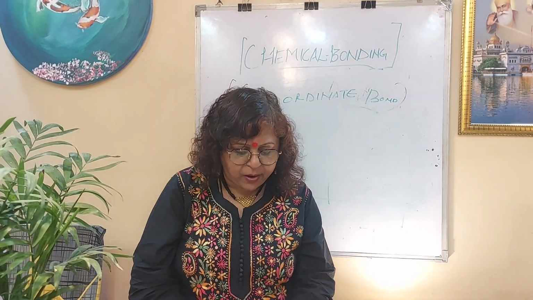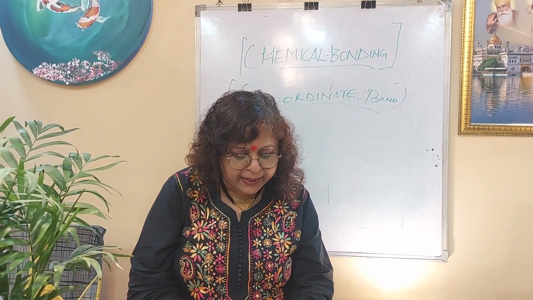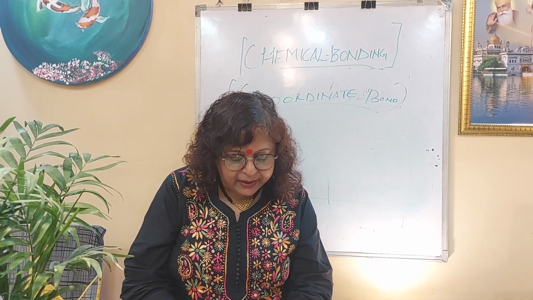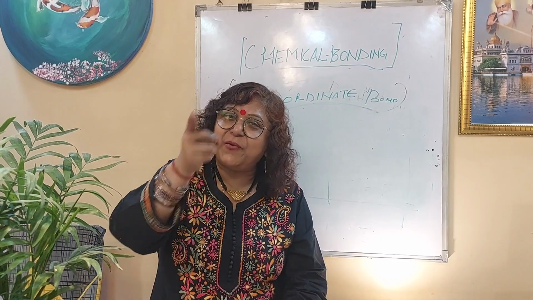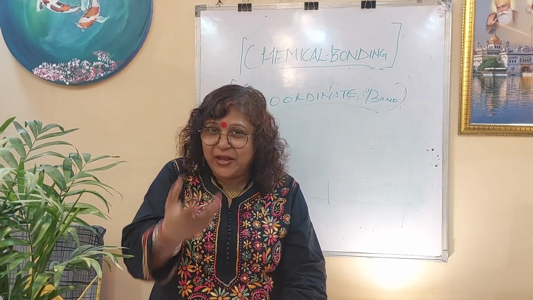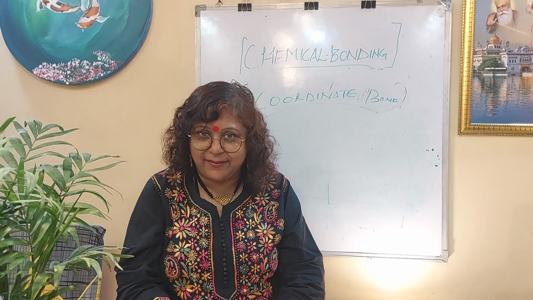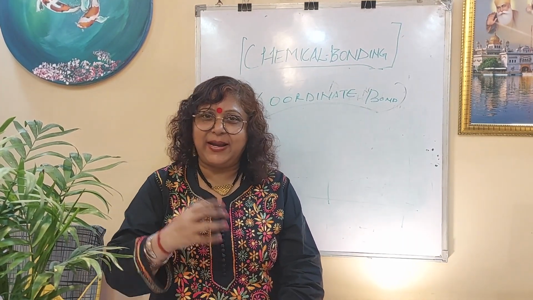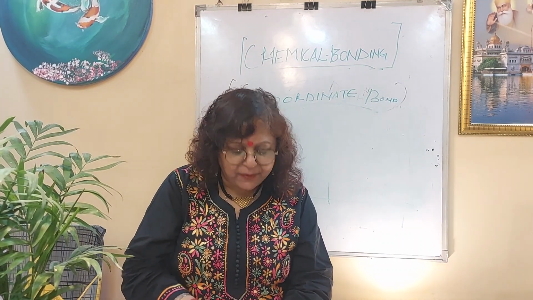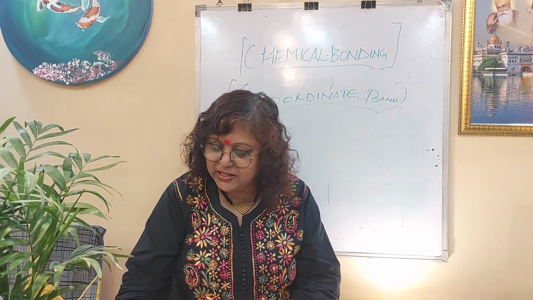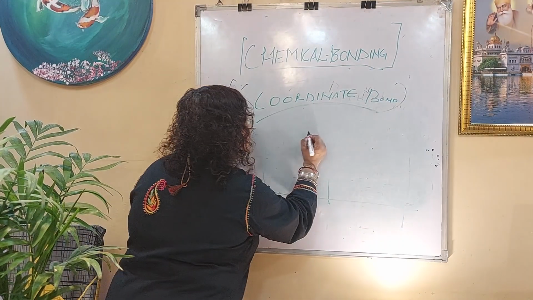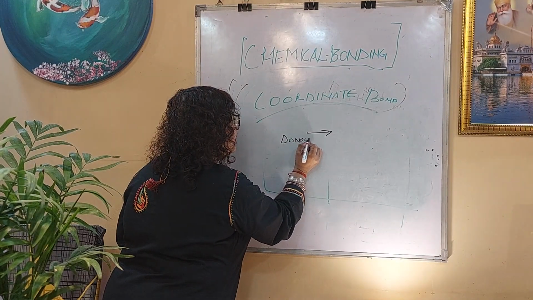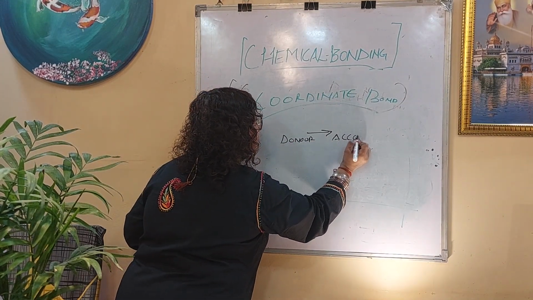So what is a coordinate bond? The bond which is formed between two atoms by sharing a pair of electrons with the condition that both the electrons which are shared are contributed from only one atom. That atom which will give, I told you in the starting, will be called the donor, and the other atom which will accept it will be called the acceptor, donor acceptor. So this is known as coordinate bond, and it is denoted by a single arrow like this. Here is the donor and here is the acceptor.